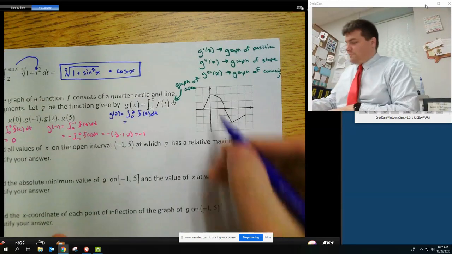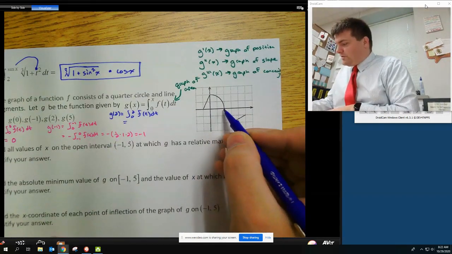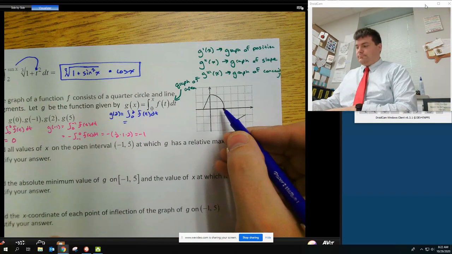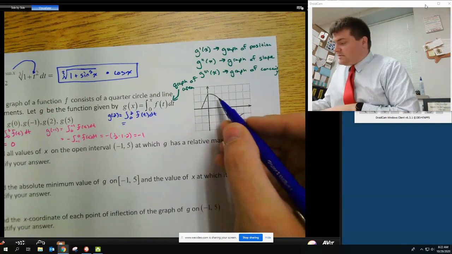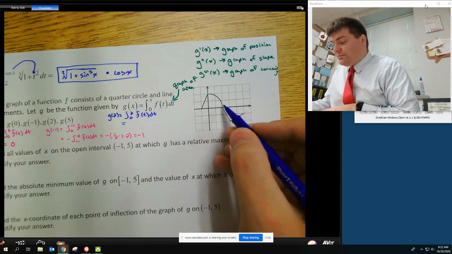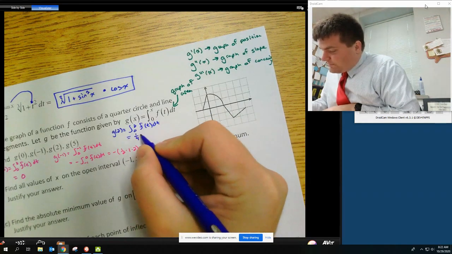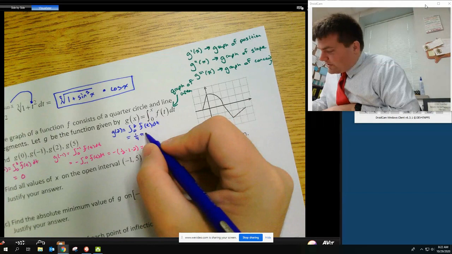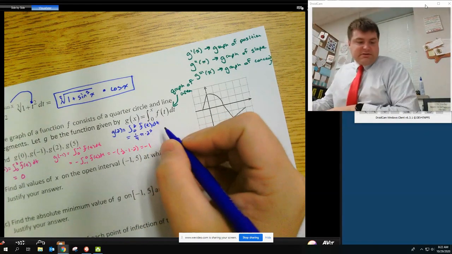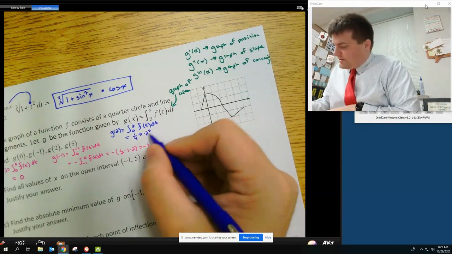So now I'm just looking at the area from 0 to 2. It's a quarter circle with a radius of 2, so it's 1/4 of pi r squared. In this case, r is 2 squared, and this is going to give me an answer of pi.